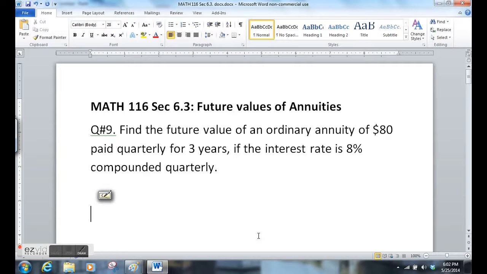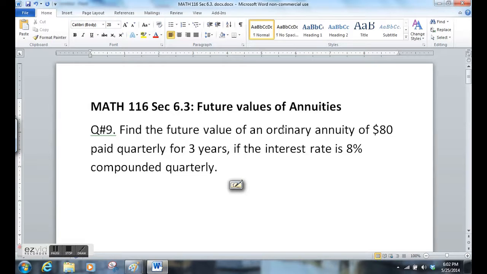Hey guys, this is Math 116, section 6.3. Now we are looking at the future value of annuities. So this word is annuities, and an annuity is a financial plan characterized by regular payments. Think about a savings plan where you're putting in money and it's accruing interest. And so now they want to look at the future value. So how much, if you're putting money on a regular basis, how much is it going to be worth in the future? So question number 9, section 6.3.